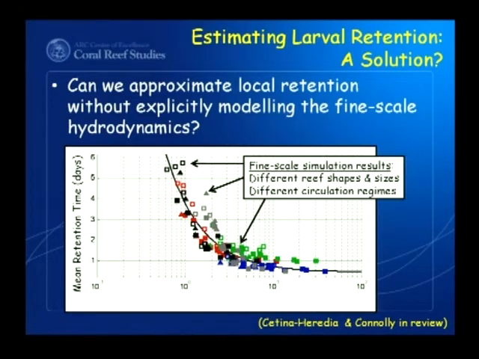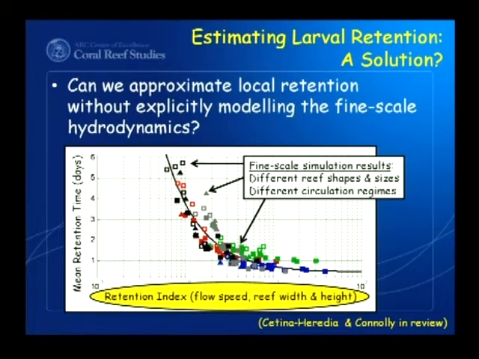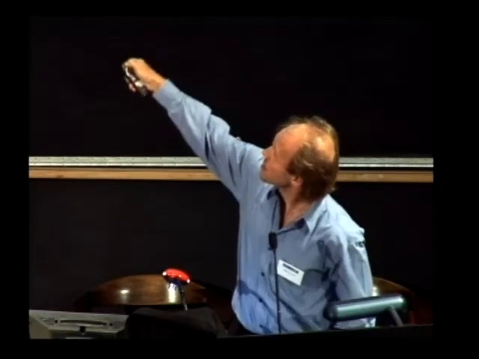The bottom line is that the variation in retention time, which is about an order of magnitude from less than half a day to almost a week, about 90% of that variation is explained by a non-dimensional retention index, which is essentially a function of the average flow speed approaching the reef, the width of the reef, and the height. So three things that are actually really easy to measure. And a power law relationship explains about 90% of the retention time that's actually predicted by these complex models. So suggesting that we have a nice quick and dirty way of getting a pretty good approximation of retention times.